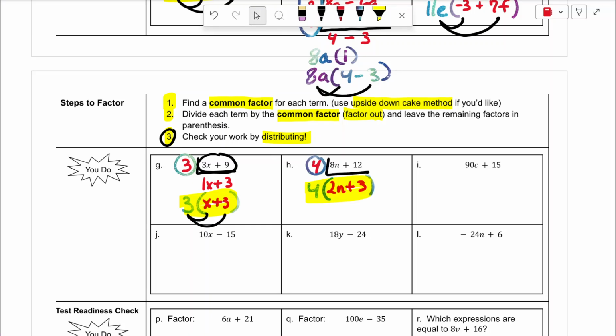Okay, here's the answer. I got a 4. I took a bigger one out. You might have done a 2 and a 2. Well, 2 times 2 is 4 as well. So to check your work, you're going to distribute. Try I now. Pause.